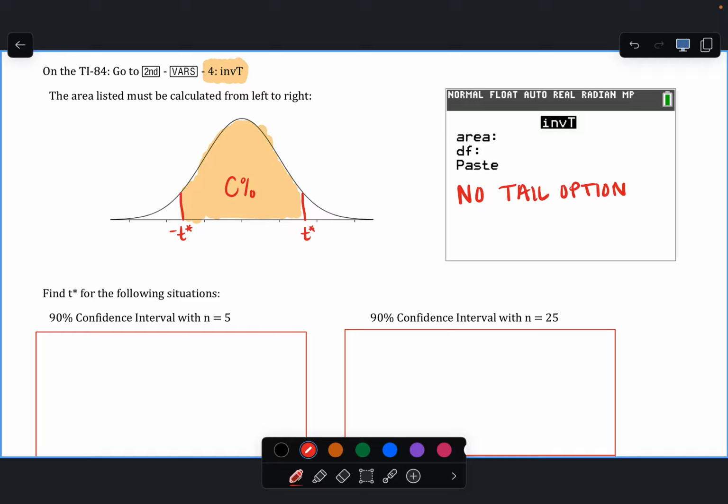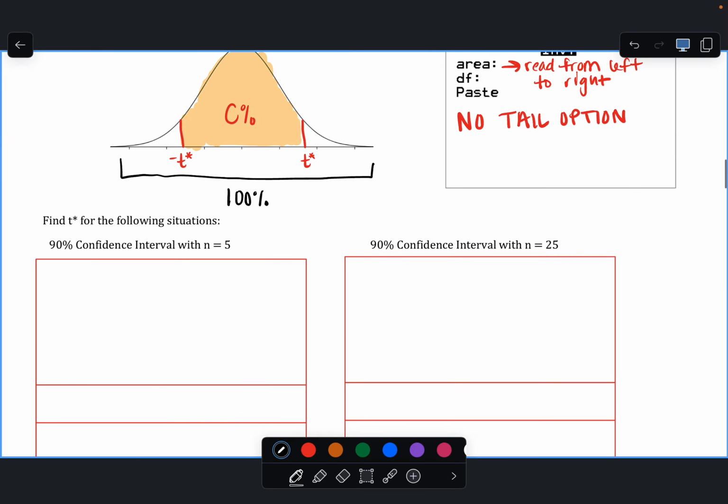So what you have to kind of understand is your calculator, when you enter in an area, it is read from left to right. So if I want a 90% confidence interval, I'm not just typing in 0.90 because really that is not going to get me as far as I need to go. You have to take into consideration the area in the tails. Now, one thing I will kind of remind you, this entire distribution totals up to 100%. So when I have a specific level of confidence, I can use that to kind of figure out what area is left in the tails.